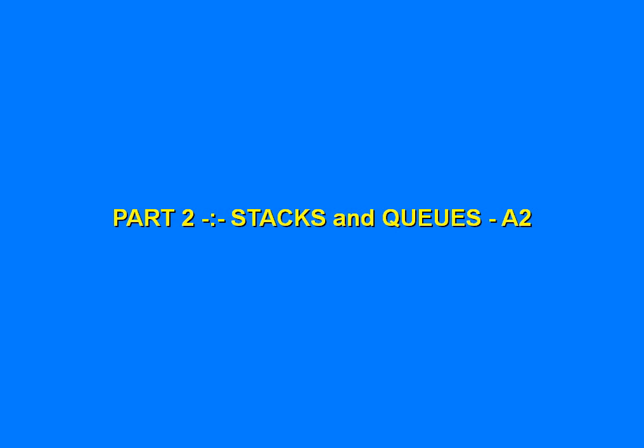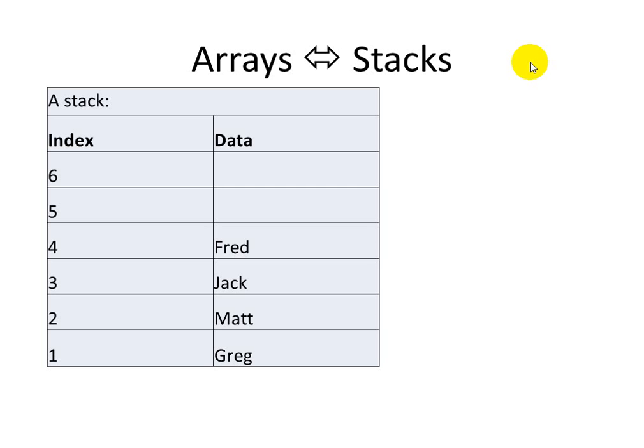Part 2, Stacks and Queues. Now, if we're talking about stacks, we're talking about arrays. Here is our linear list array. And we know that a pointer is required to point to the last item added to the stack. We're going to call this a top of the stack pointer.